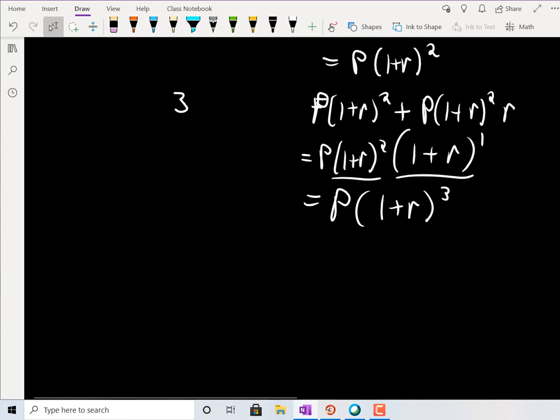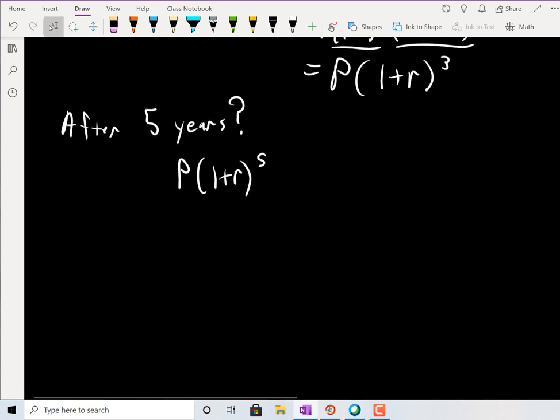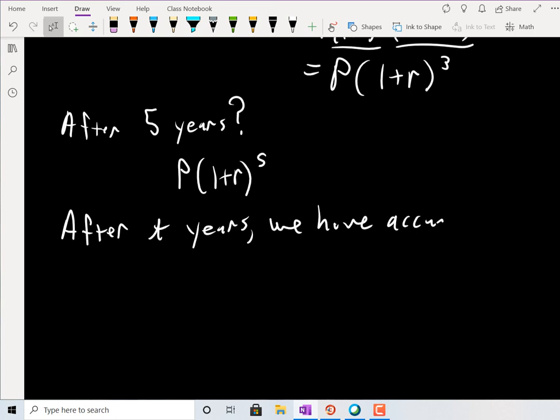So what do you think you get after 5 years? Well, you're going to get P times 1 plus R to the 5th. So you have a general formula. After t years, we have accumulated A equals P times 1 plus R to the tth power.